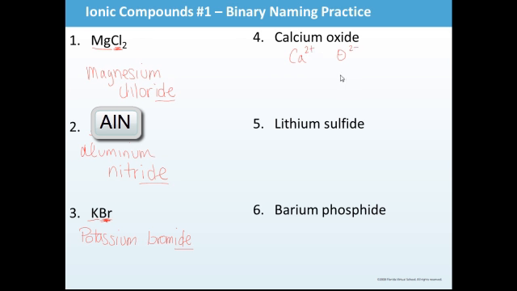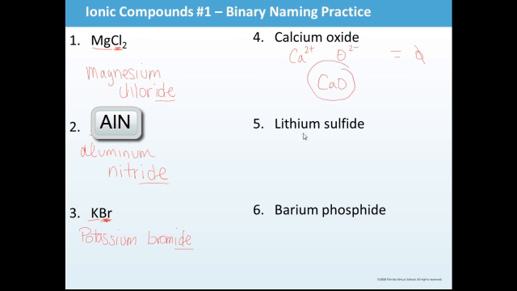In the recording for 3.05, I went through two different ways to write your formulas. You can crisscross and reduce, or you can do it the long way, which is really not the long way sometimes. We look at calcium, we have a 2+, oxygen has a 2-. We need only one of each, right? Because 2+ and 2- equals 0, the charges cancel. Therefore, my formula is CaO.